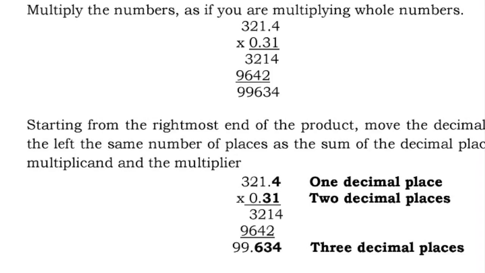So in here 0.31 has 2 decimal places. 321.4 has 1 decimal place. So add that one, that will be 3 decimal places. So you're going to count from the last number. So from 4, 1, 2, 3. Meaning the decimal point should be after 99. So you're going to have 99.634.